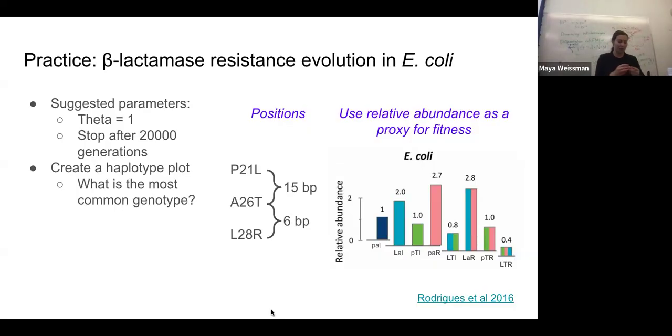You can use any mutation rate you want. I would suggest making it pretty high, just because you're trying to get a lot of mutations. You can make the mutation rate across the whole genome high. That's fine. The only downside of making the mutation rate across the whole genome high is that it slows down your simulations quite a bit.